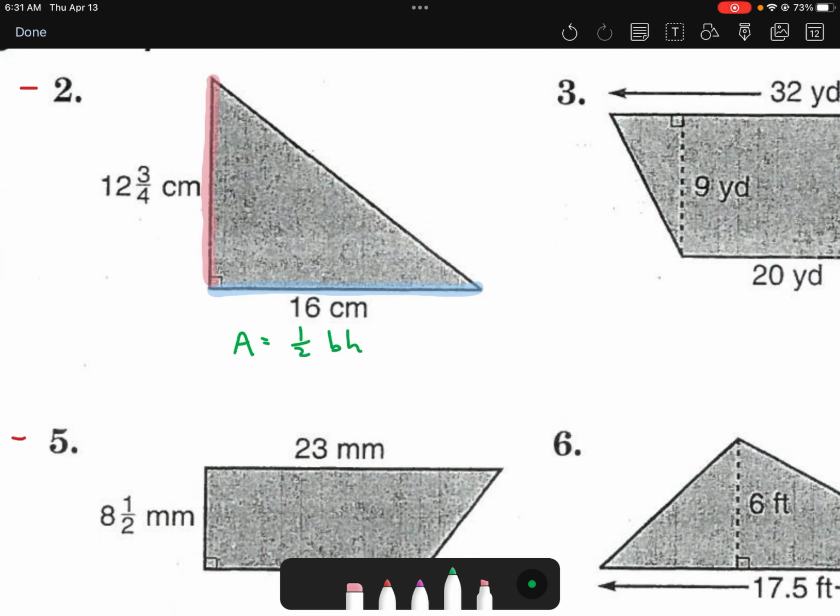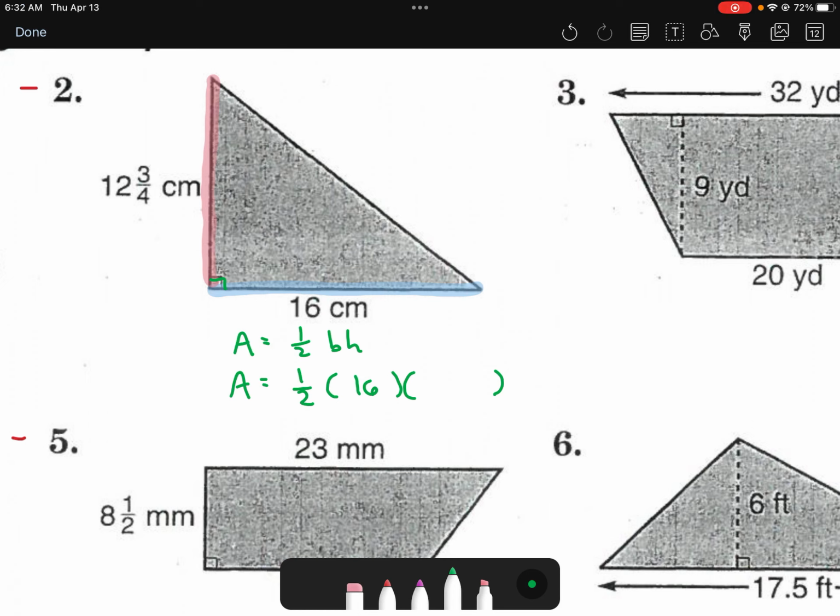So I'm going to write down the formula first. 1/2 base times height. Remember, the base and the height have to be perpendicular, and they are in this diagram. You have the right angle that's in between. The base length is 16. The height is 12 3/4.